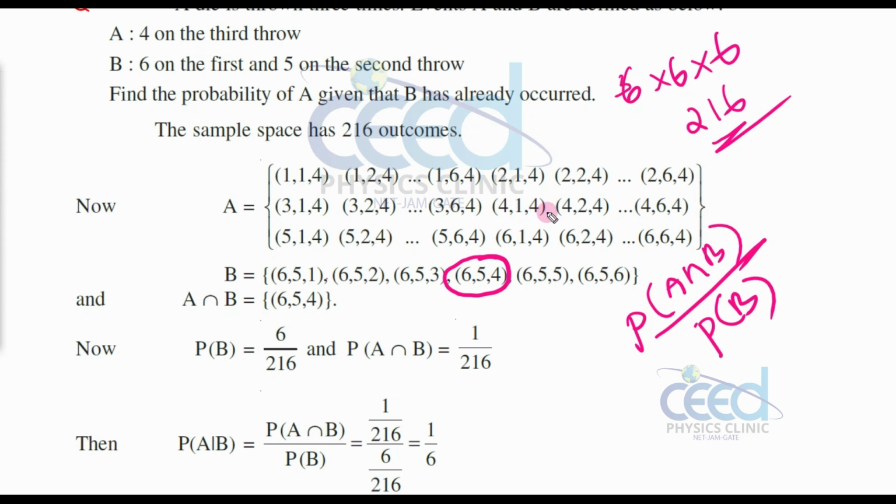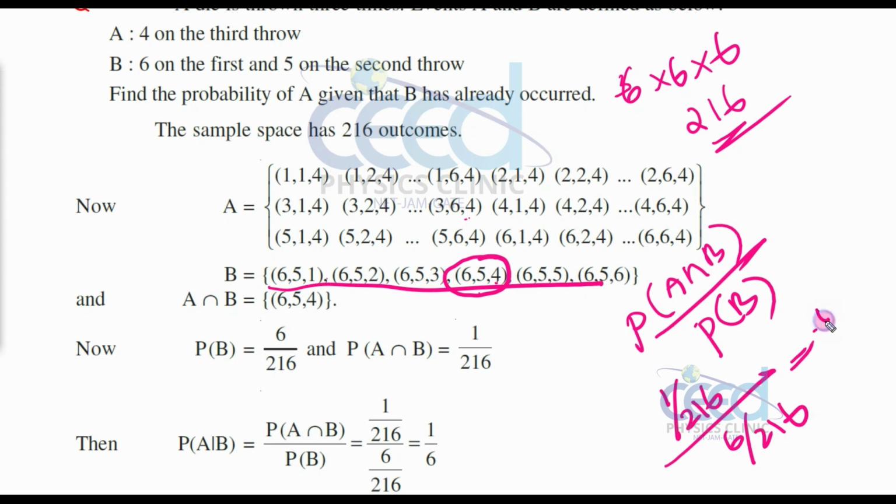Here also we have the same case, 654, in which 4 comes on the last throw. So the intersection is 1, and I can write this as 1 by 216. And P of B, B has 6 elements, so 6 by 216. So the answer is 1 by 6. All right, so this is the answer.